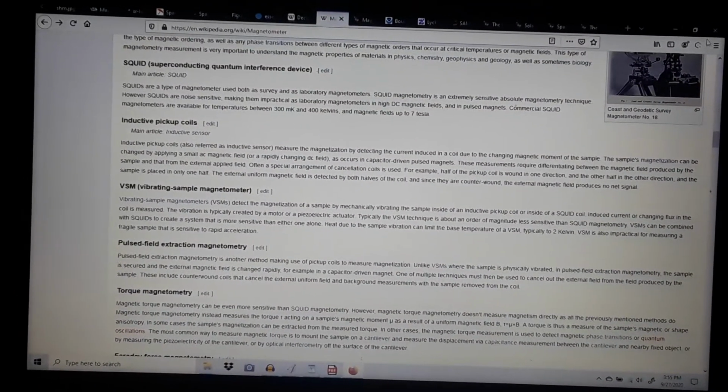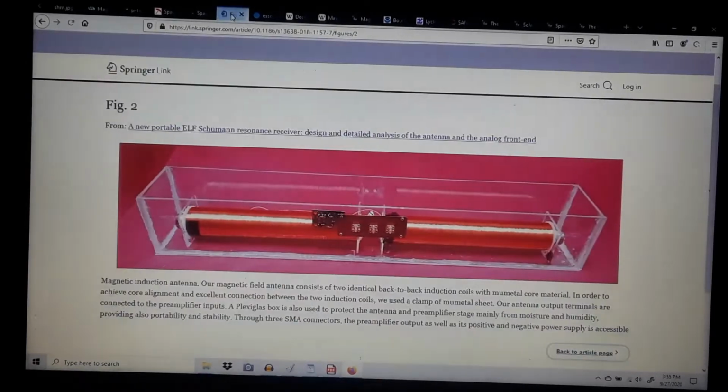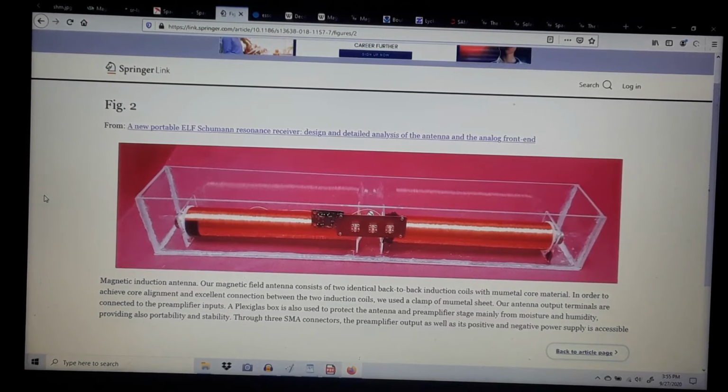The induction pickup coil is that right there. So this is the magnetic induction coil. All right, and this is our Schumann magnetic induction coil. It says magnetic induction antenna.